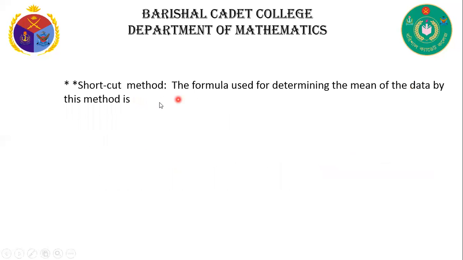Now the shortcut method. The formula used to determine the mean by this method is x bar, the arithmetic mean, equal to A plus the summation of fi ui divided by n, into h. Here fi means frequency, ui means step deviation, n means the sum of the frequencies, and h means class interval. When we solve problems, it will be more clear to you.